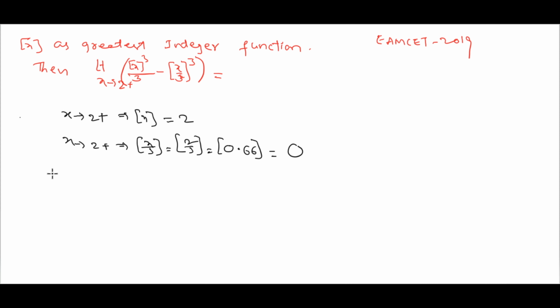Substituting these values in the given problem, limit x tends to 2+, [x] is 2, so 2³/3 minus this value 0, that is 2³/3, which is equal to 8/3.